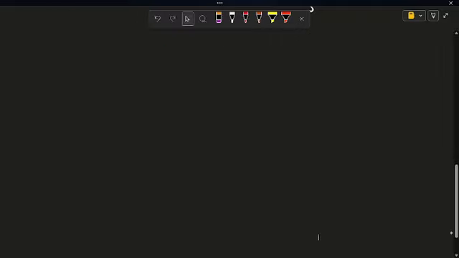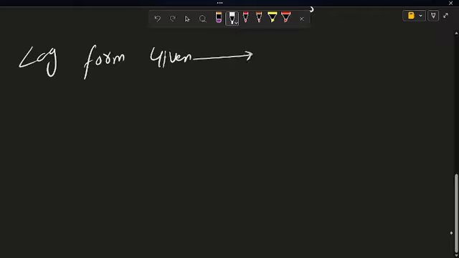Next concept: in the questions you will see in the past papers, you have to deal with two types of questions. First one is making a log, and second one is the reverse step, meaning the log form is given to you and you have to reverse it to the indices form.